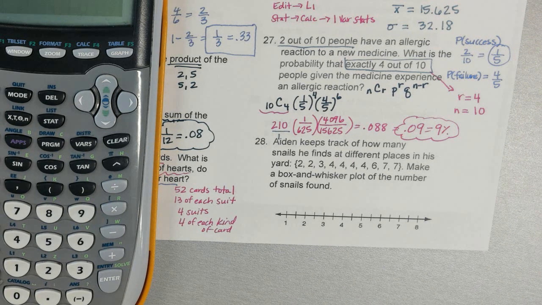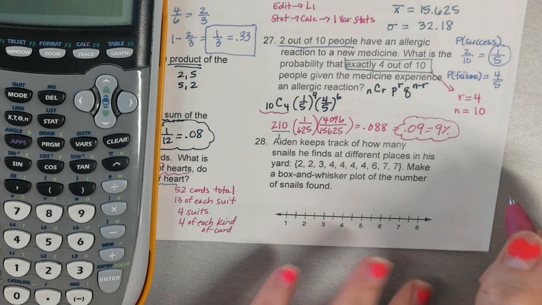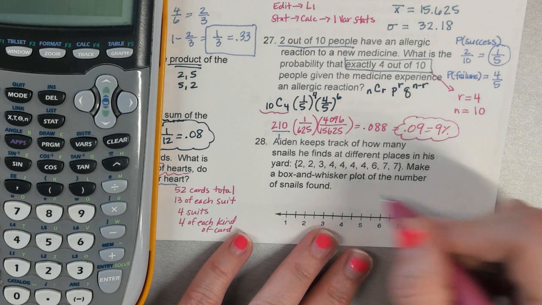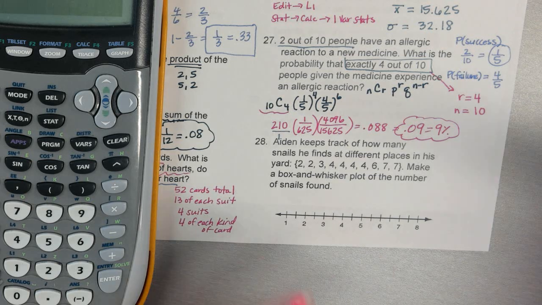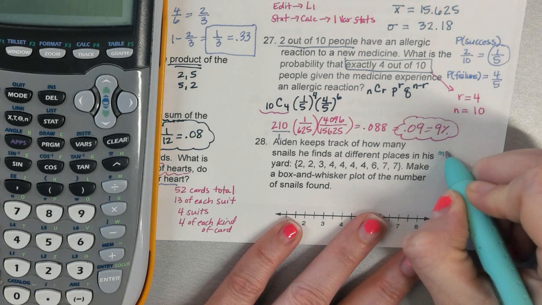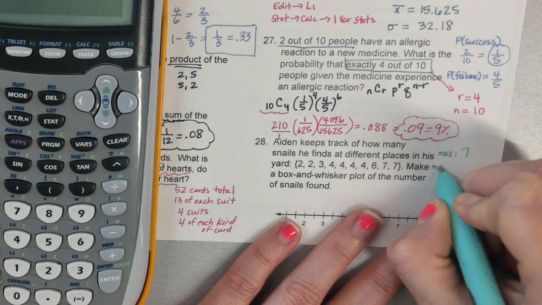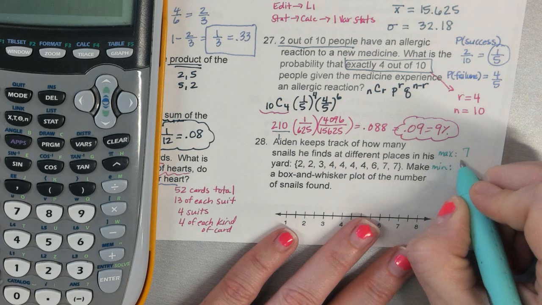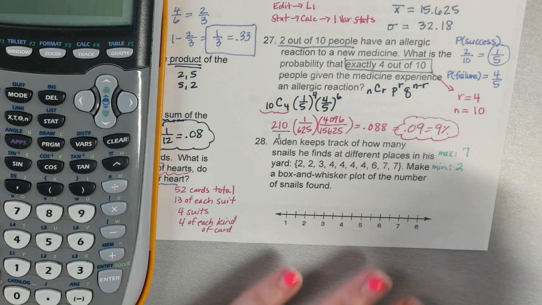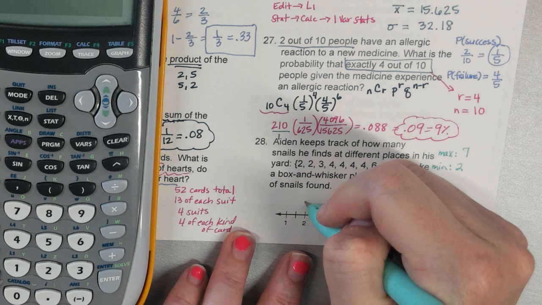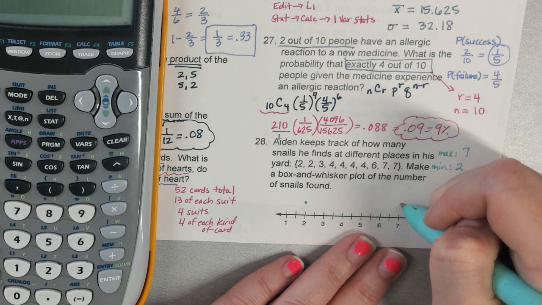Alright, and then for 28, Aiden keeps track of how many snails he finds at different places in his yard. Make a box and whisker plot of the number of snails found. I always like to start with my max and min. This one's actually nice because they put it for you in order. So you know your min, you know your max right away. So I'm at 2, and I'm at 7.